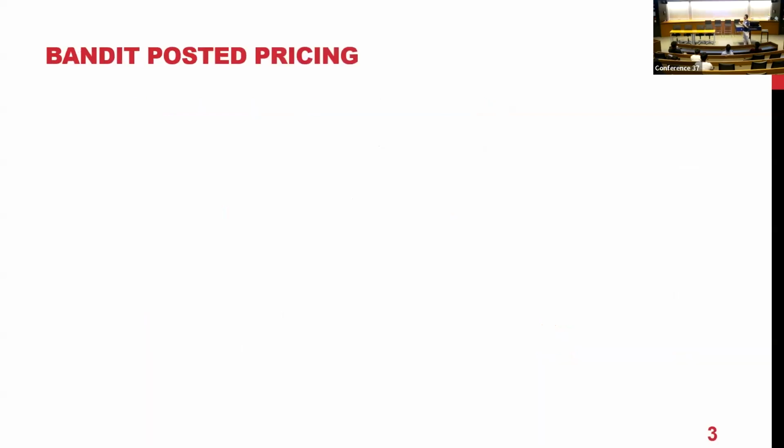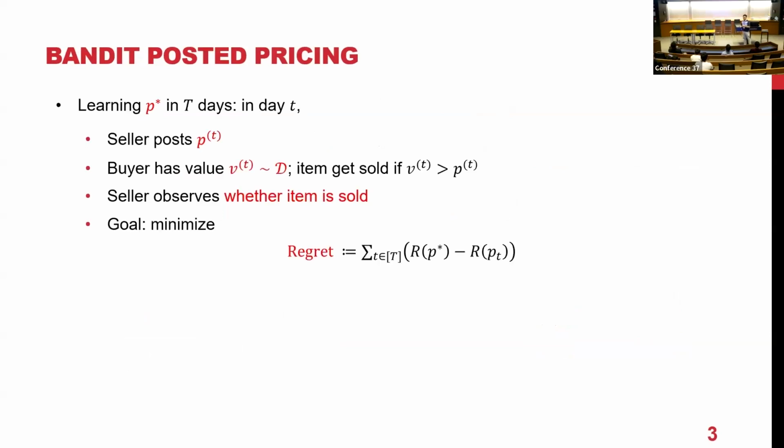This inspires us to present the following bandit posted pricing model. In this model, basically the learner or the seller is trying to learn the value of P star by playing repeated auctions for T days. In each day, the seller posts a price and the buyer draws a value V from the distribution, and the item gets sold if V is greater than P, otherwise it's not sold. And the seller is going to observe whether the item is sold as the feedback in each day.